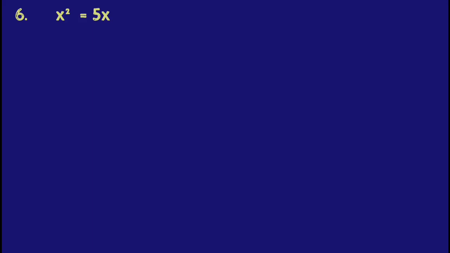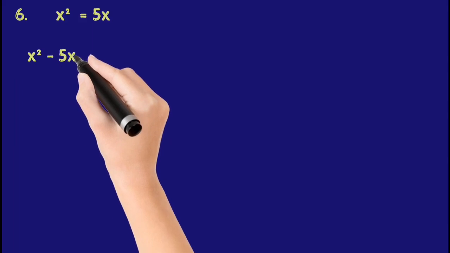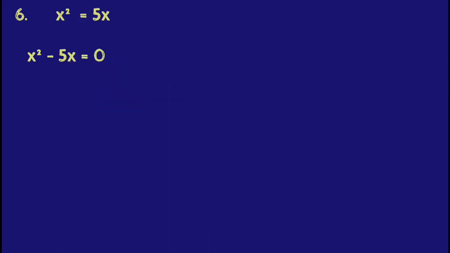Well, if I move the 5x to the left hand side of the equation, I'll now equate everything to 0. x squared minus 5x is equal to 0. This is a quadratic equation. The only thing different is that in this case the constant term or the c term is actually 0. So we've got a binomial on the left hand side. Okay, let's factorize that binomial.